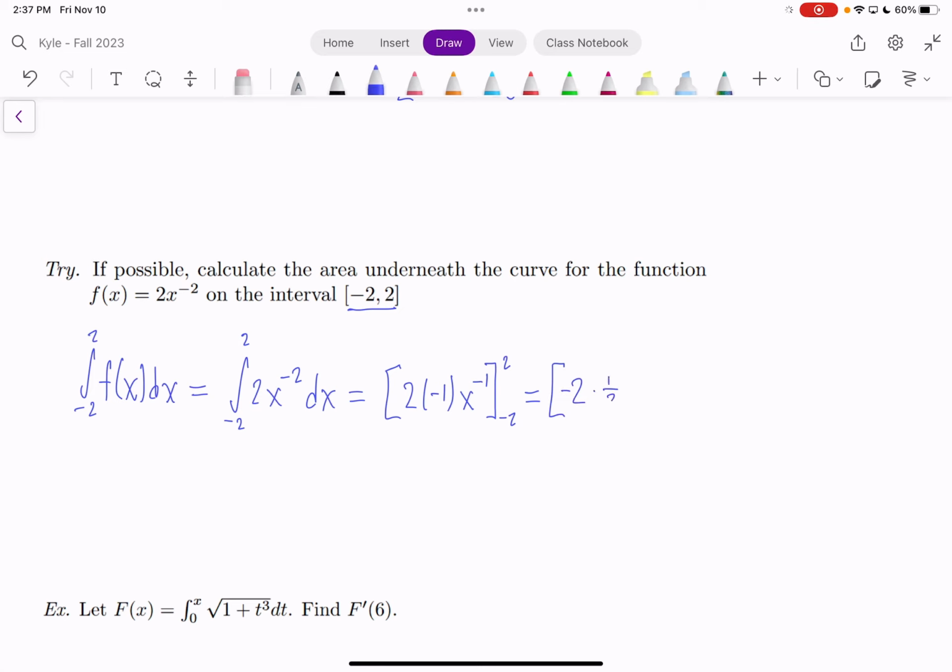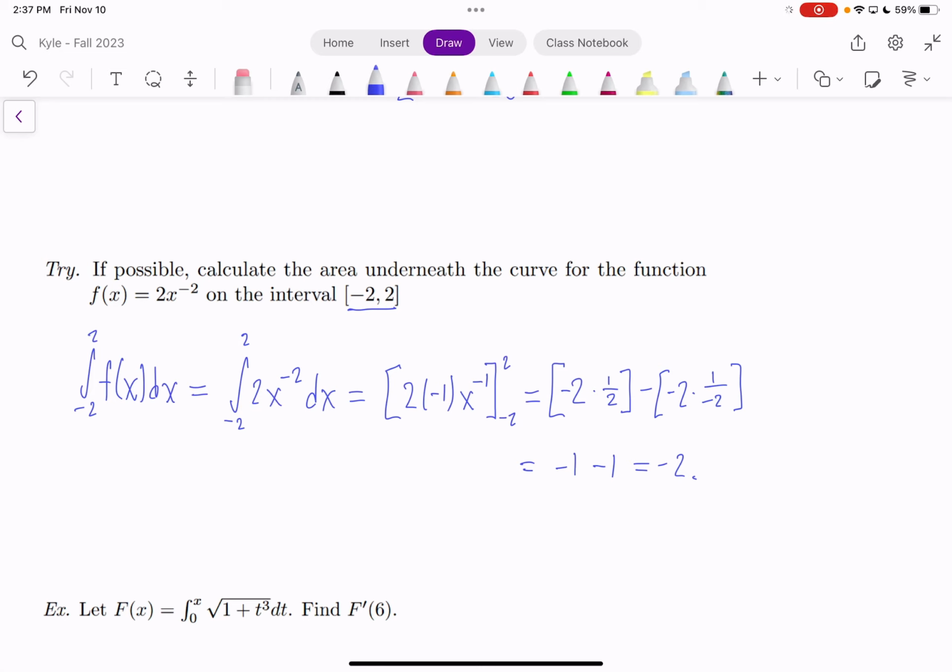Let's think about that for a second, okay? So the area under this function is negative 2. Does that make sense? We should always do a little sanity check after doing questions. I like sanity checks a lot because they help us see if our answer might be correct. So we'll take a look at the graph.